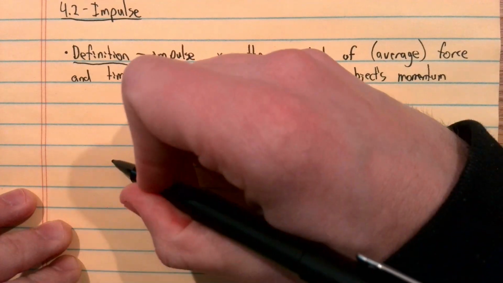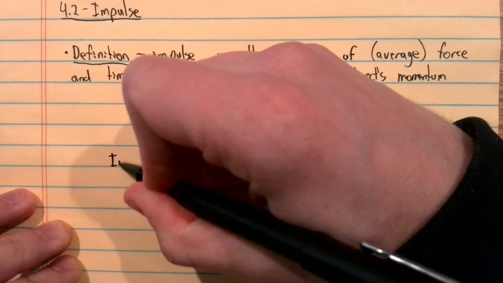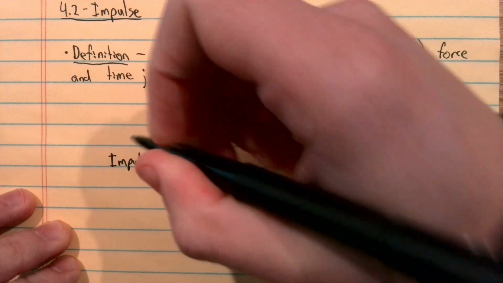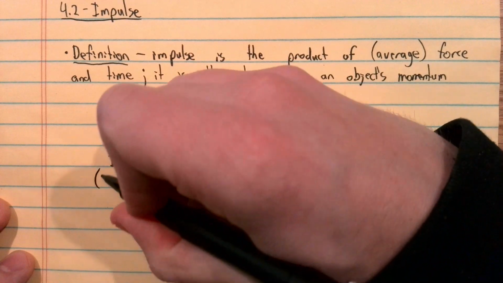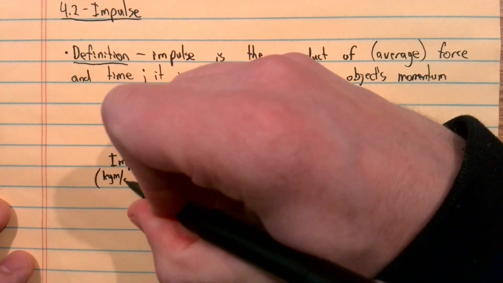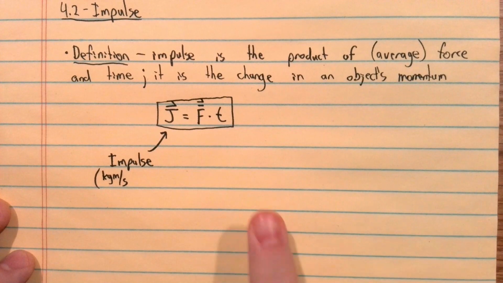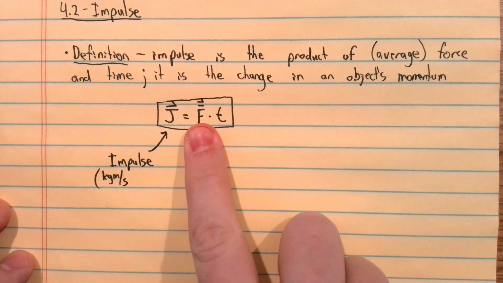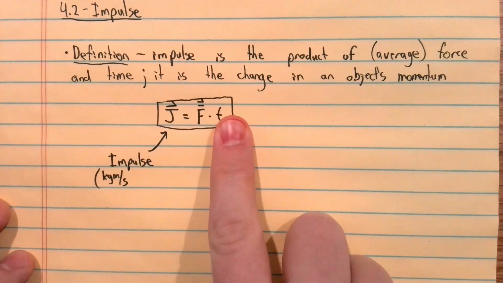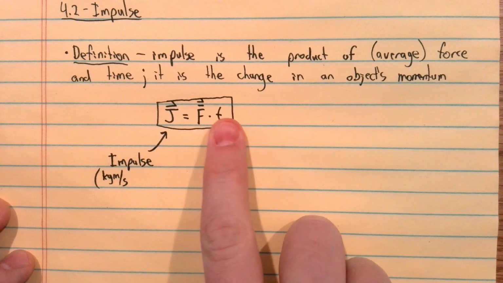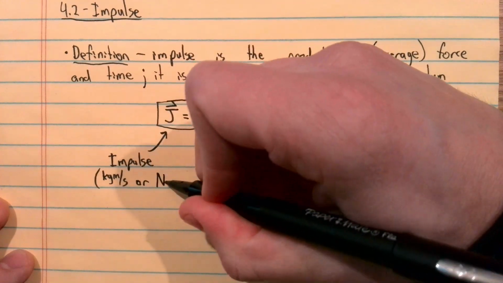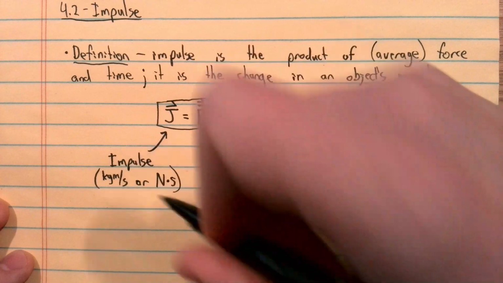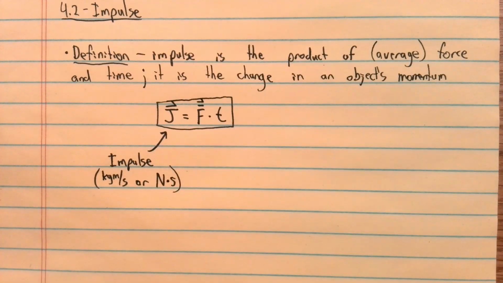Like I said, this is impulse. Since it's change in momentum, the unit for it is kilogram meter per second. But also, if we look at the equation, check it out. We have force times time. The unit for force is N. The unit for time is S, newton seconds. So impulse can also have the unit of newtons times seconds. But really, they mean the same thing.